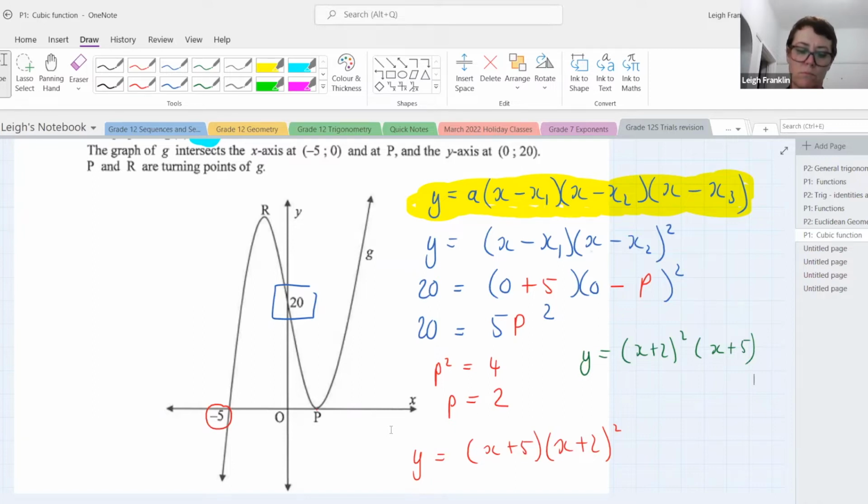Would it be x plus 2 in the second bracket or minus 2? Oh, sorry, it would be minus 2, wouldn't it? Sorry, quite right. Yeah, p is positive 2, but it would be negative 2 inside the bracket. Yes, thank you. Sorry, this is a negative.